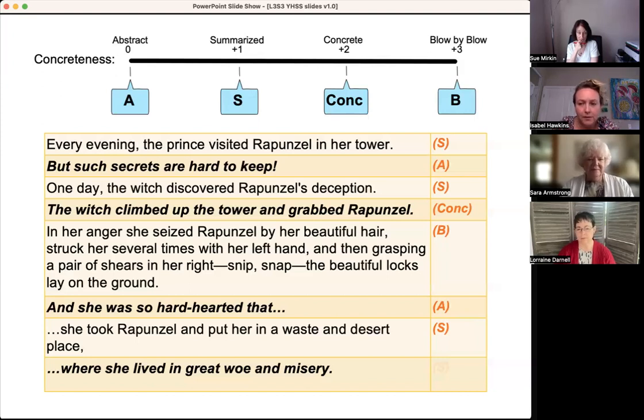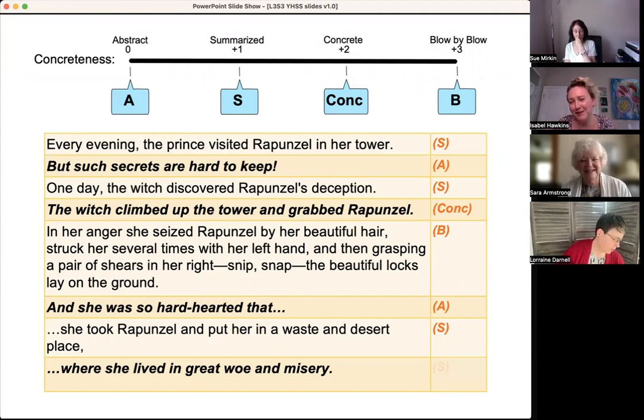She took Rapunzel and put her in a waste and desert place. Is that where we're up to? Can I have a question? Oh yeah, question. Here's the question. So this sentence that doesn't move the action forward, I don't get it. Which one are we talking about now? She took Rapunzel and put her in a waste and desert place. Right. So does that move the action forward or not in your mind? No, maybe, because I'm picturing this in my mind, it moves the action forward.